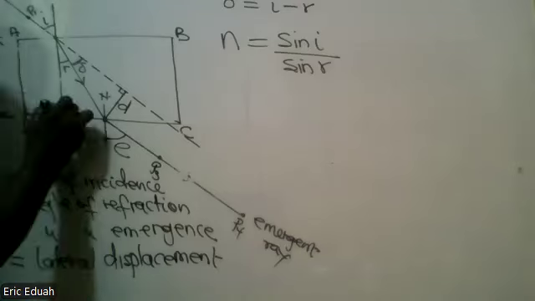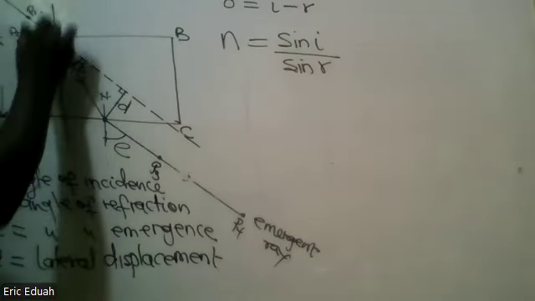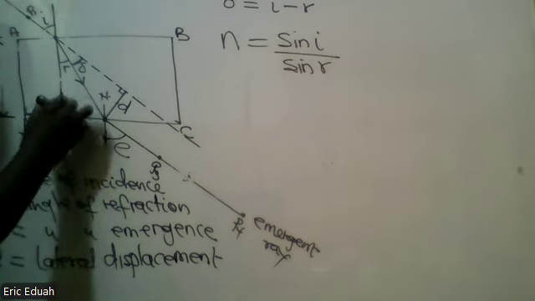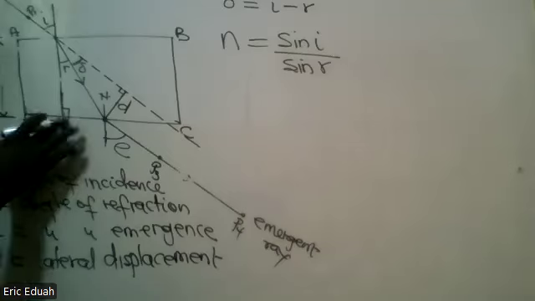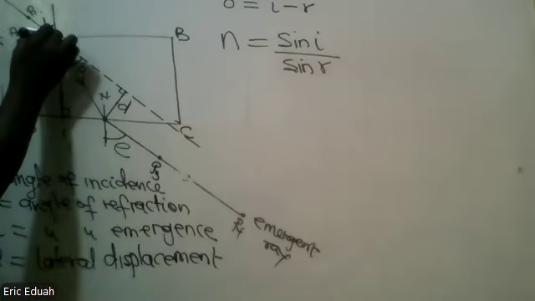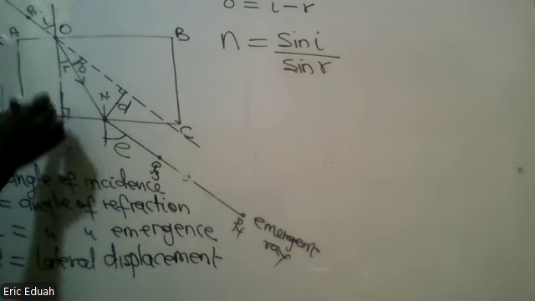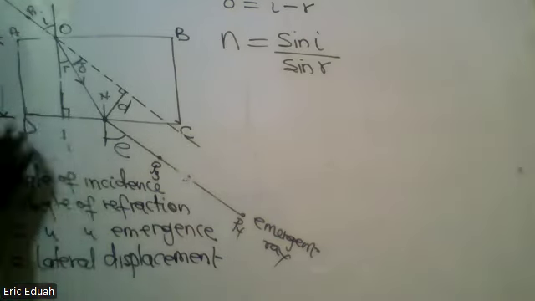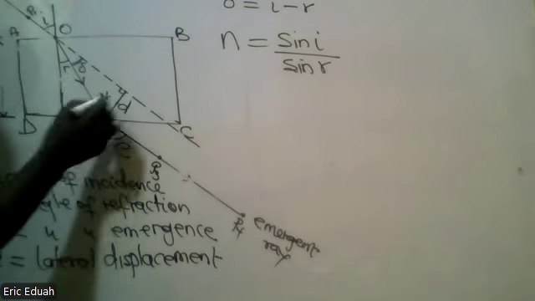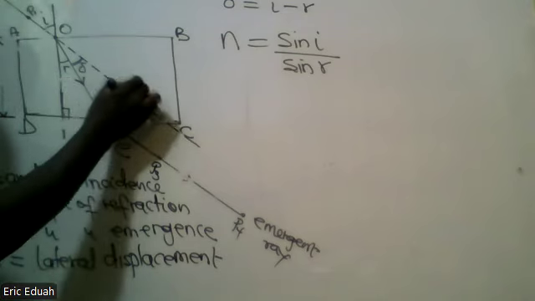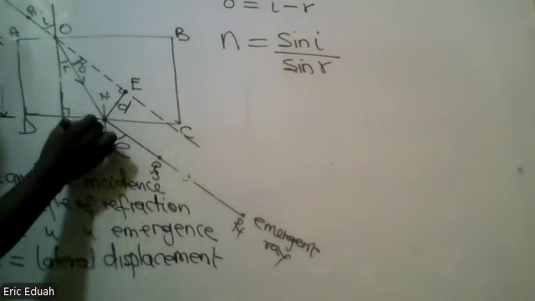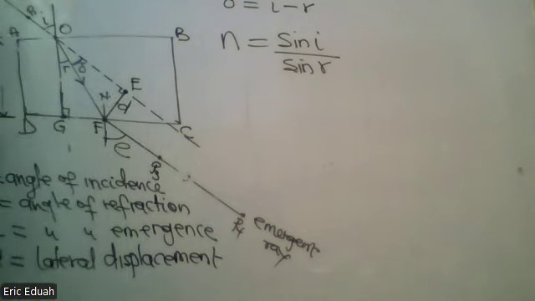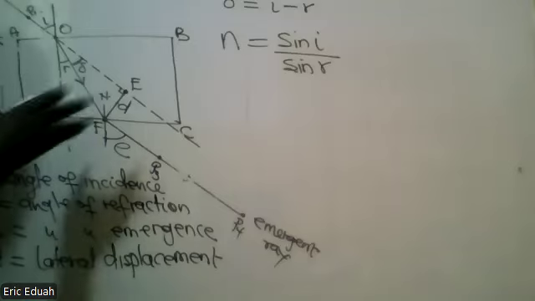Now, this is a normal, so this line is also perpendicular to this. So let's label whatever we have within. We have O, A, B, C, D, O, E, F, J. So look at what we have here.